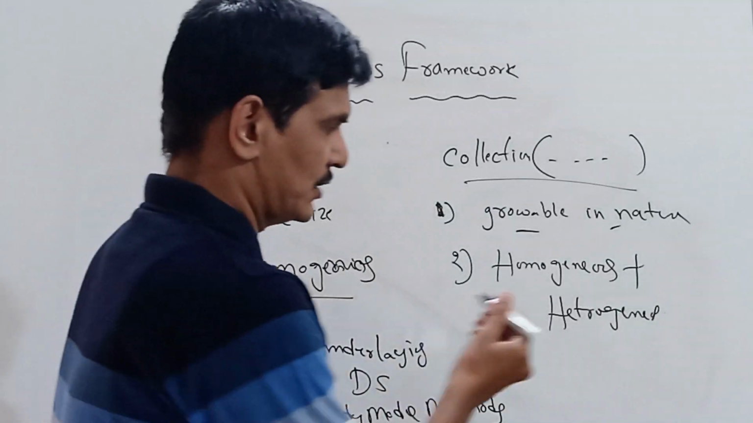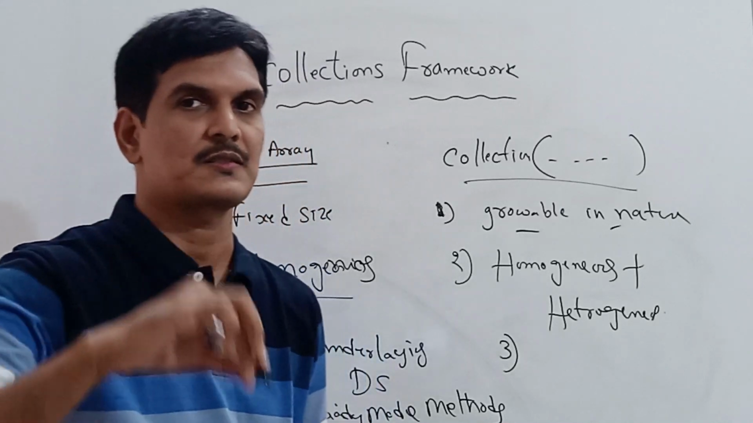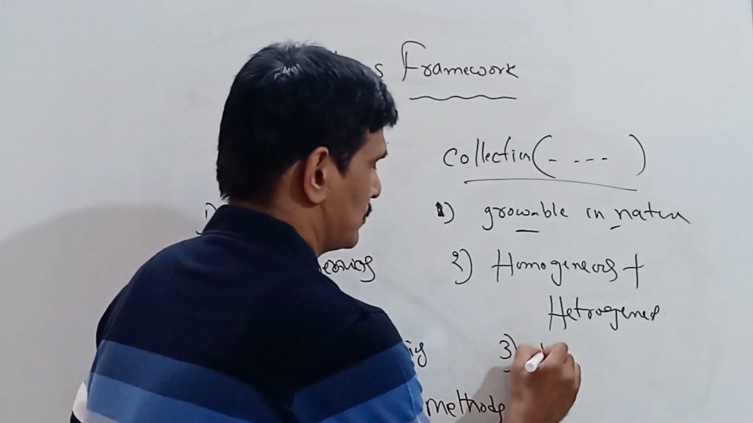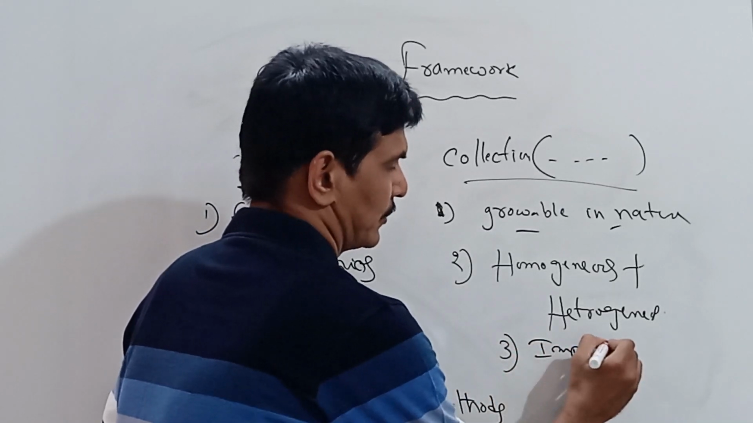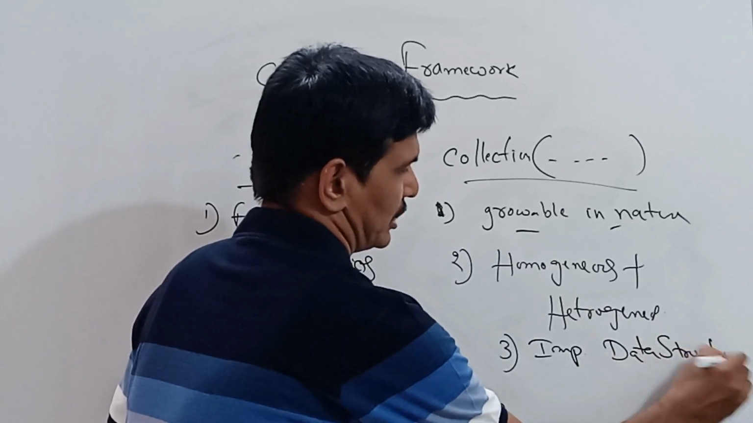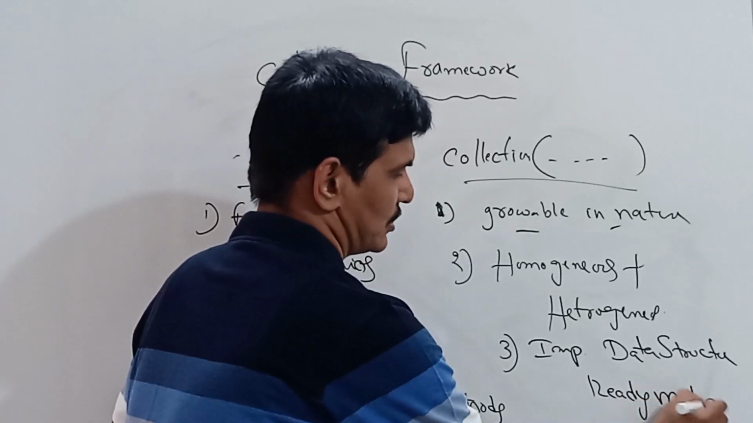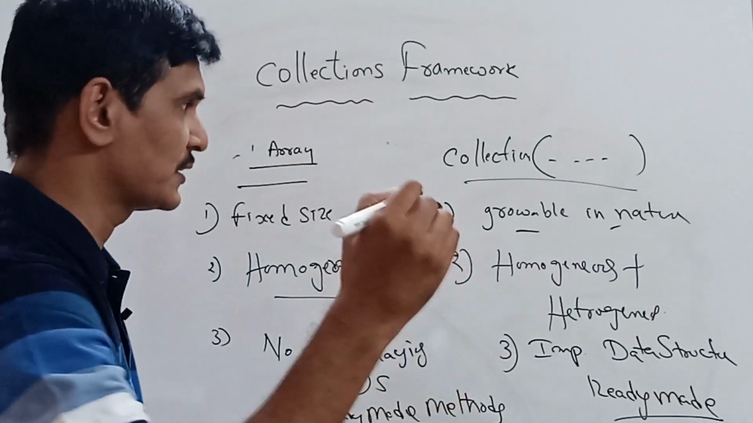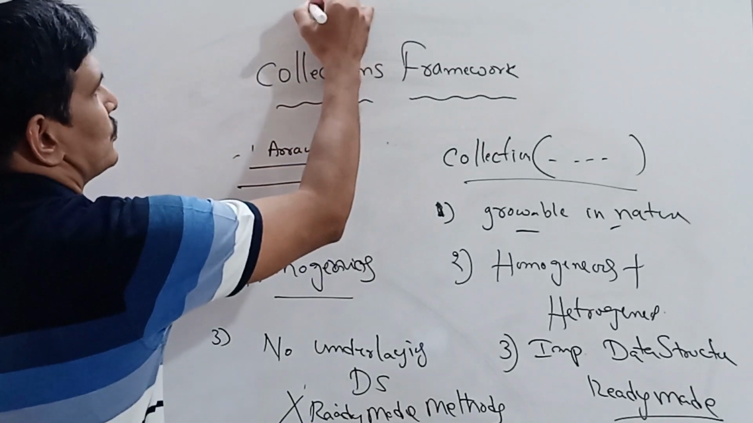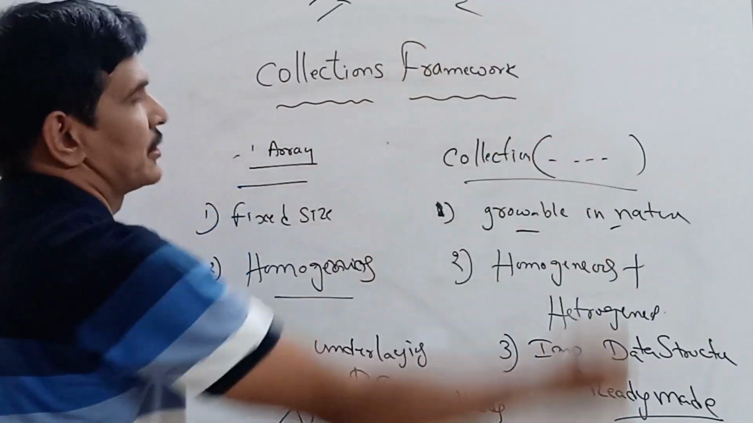But collections are implemented using some underlying data structure. So that means ready-made methods are available. What do ready-made methods mean? For example, if I create a normal array and want to sort or search elements in this array, we have to write programming logic for that.